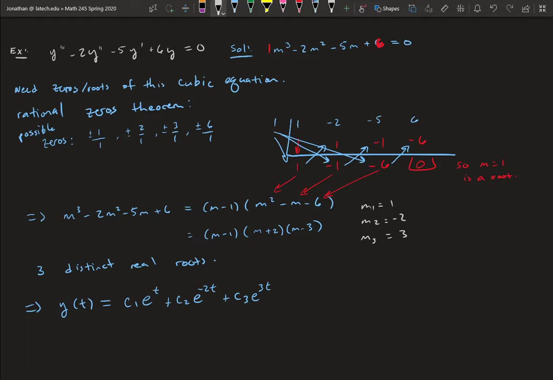Any questions so far? All right, so those are all pretty straightforward. This one is going to be a little bit more involved. So one more example.